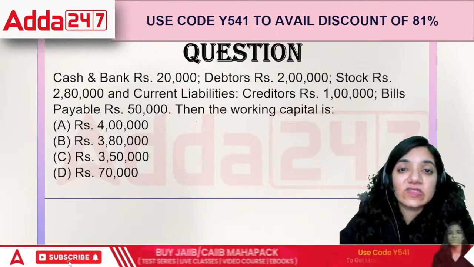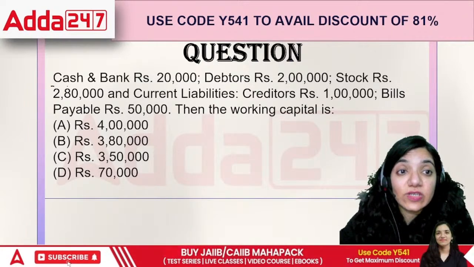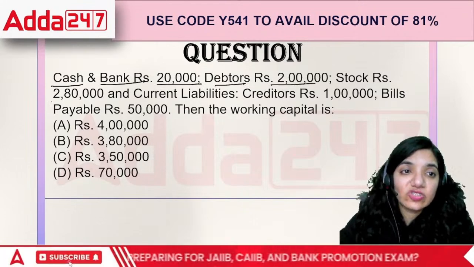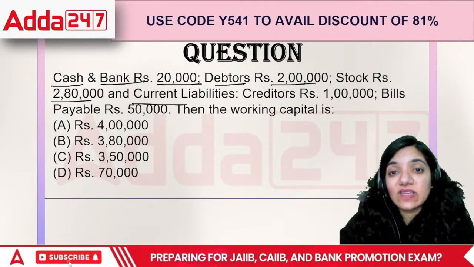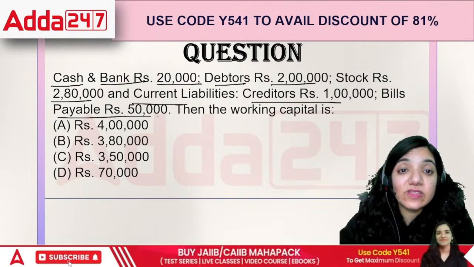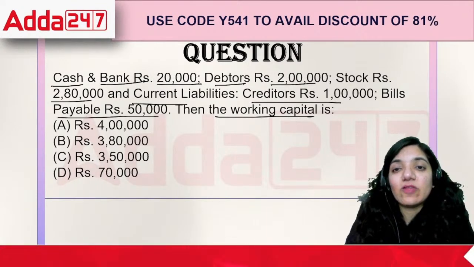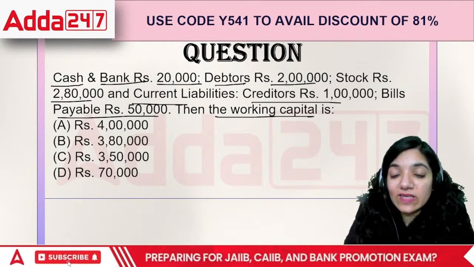Now the next question. The cash and bank is 20,000. Debtors are 2 lakh. Stock is 2 lakh 80,000. Current liabilities are given: there is a creditor and there is a bills payable. Then what is the value of the working capital, everyone? What is the value that we can record as the working capital?